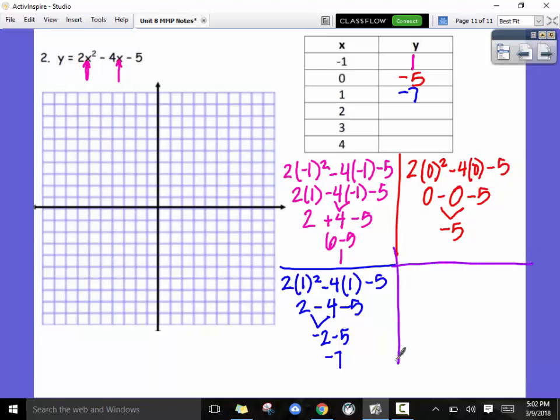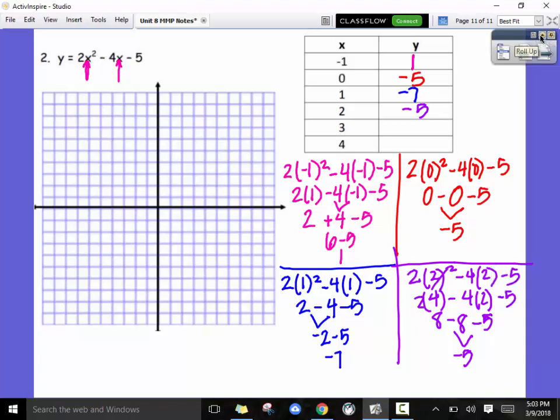Okay, now I'm going to substitute in a 2. 2 times 2 squared minus 4 times 2 minus 5. 2 squared is 4. So 2 times 4 minus 4 times 2 minus 5. 2 times 4 is 8 minus 8 minus 5. 8 minus 8 is 0. Minus 5 is -5. And I'm running out of space here.